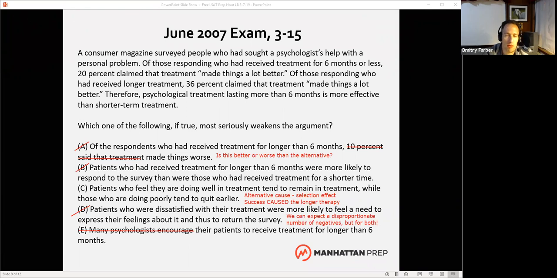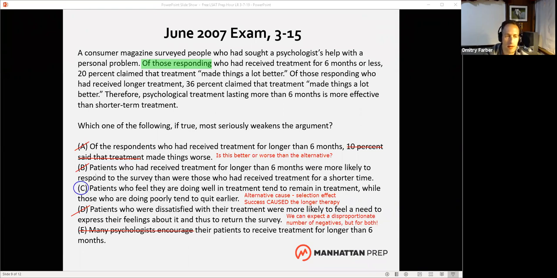B is one of the more tempting ones, and I was trying to help out by crossing that one out. The problem with B is that it talks about whether they're more likely to return the survey, but notice that we don't know what % of people in each group return the survey. And what we do know is that it says of those responding. So if I just said like 20 people said things were better from the short-term group and 36 from the long-term group, if I was doing a % versus amount error, then B would matter. But since I've got that taken care of, I'm just saying, okay, yeah, but out of the people who responded, what do we have? Then whether there's a slightly different number of people who responded doesn't necessarily tell me anything. So that leaves me with C.